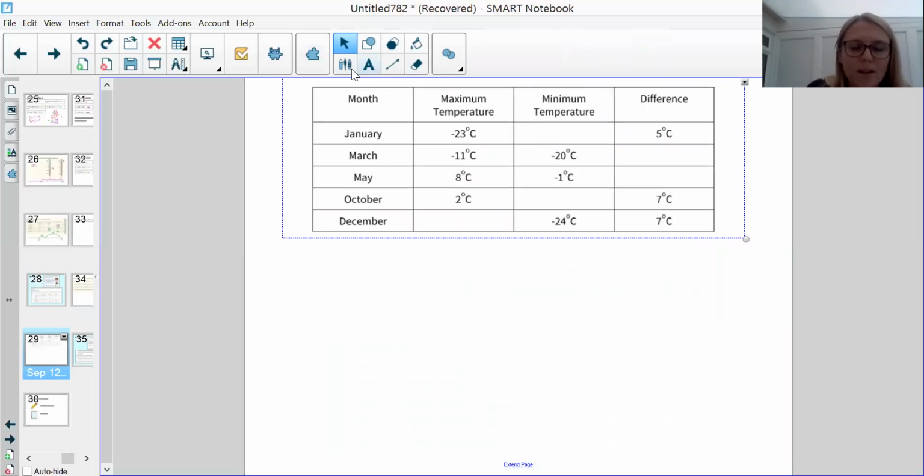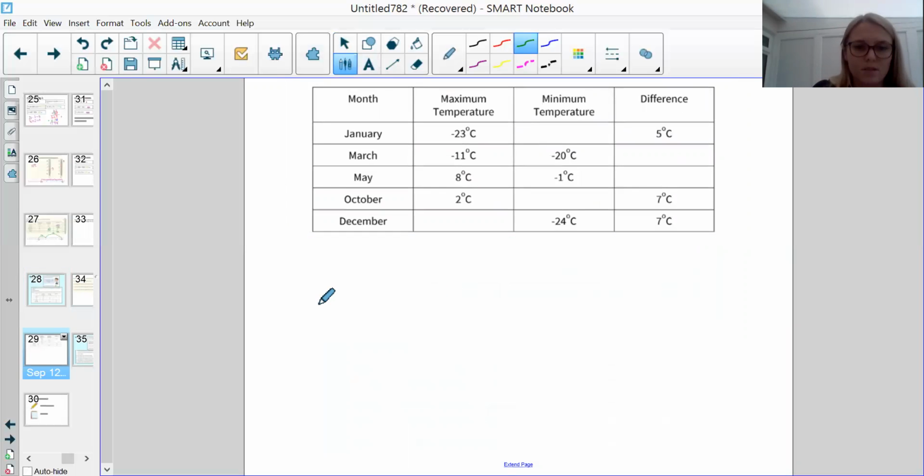Because we've got a maximum temperature of -23 degrees, and we want a difference of 5. Because we're getting colder, we're going to be counting down. So we're going to get smaller.